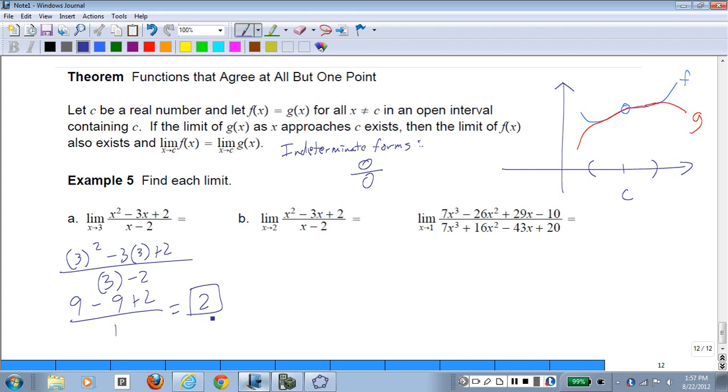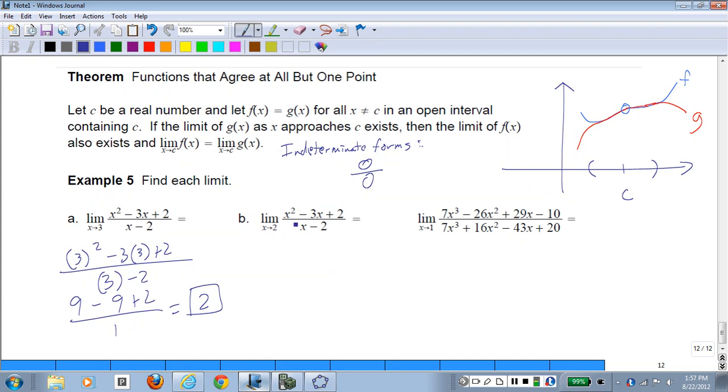Okay. Yes. Would it be okay if you factored the top and then the bottom? Because if you factor the top polynomial, you can cancel out the x minus 2. Absolutely. In fact, we will do that in the B part. The point is, we don't have to do that in the A part, but we kind of do have to do that in the B part.